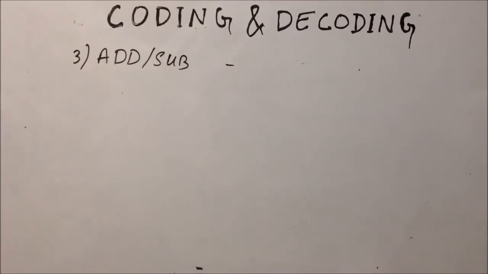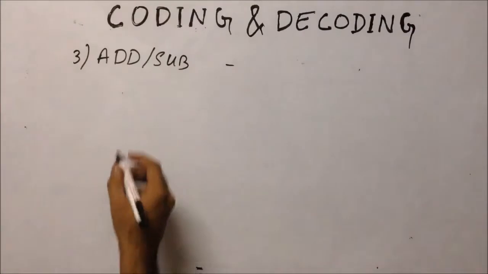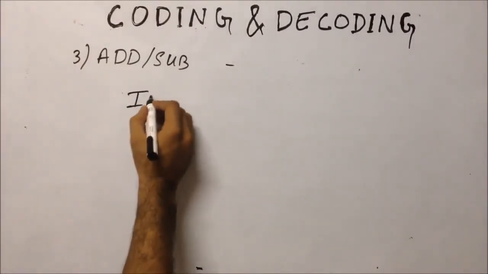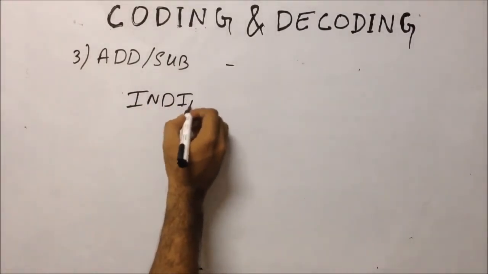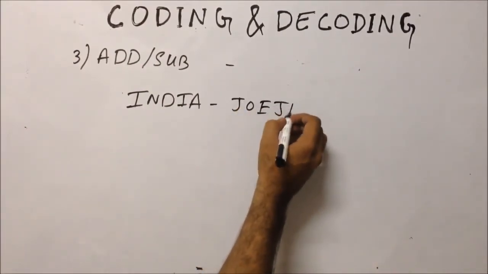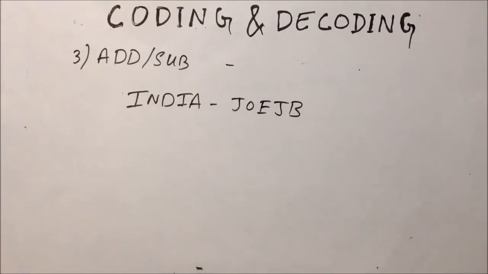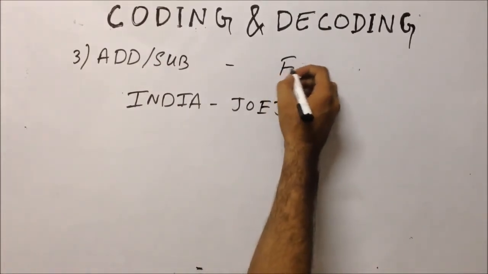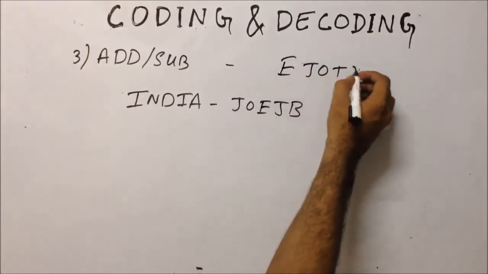Continuing with the next pattern, which is the addition and subtraction pattern. In this pattern you will see questions like these. For example, if the word is INDIA, the code for the word INDIA is JOEJB. To solve this question, we'll use the concept of the word EJOTY.